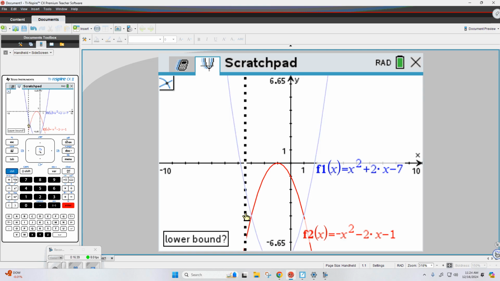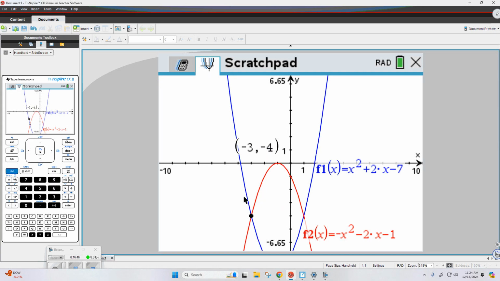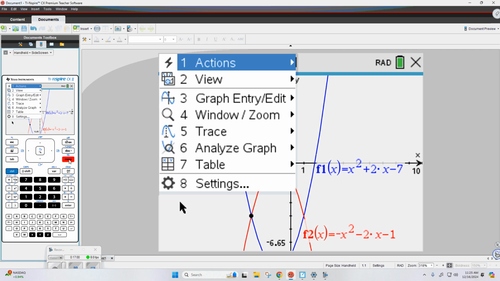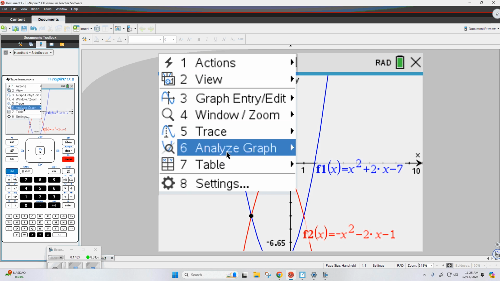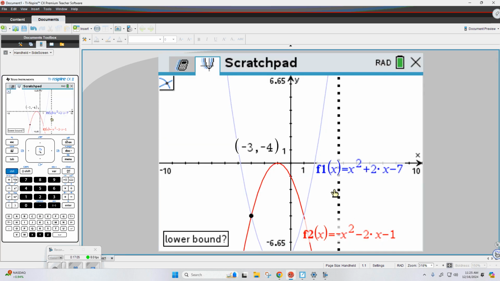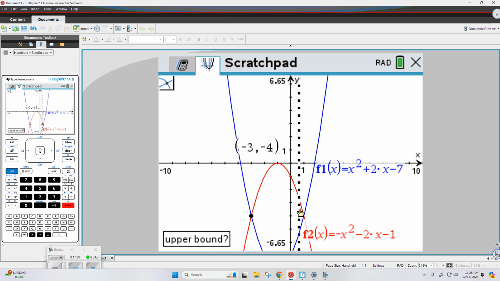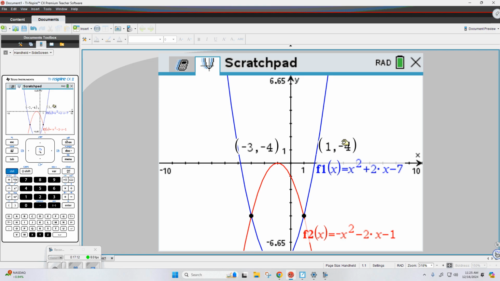I'm going to push enter. When it says upper bound, sweep it to the right. So see, there's my first solution. Okay. I'm looking for every ordered pair that makes both equations true at the same time. Okay. Now let's find this one on the right. What were the keystrokes again? Menu. Analyze graph. Intersection. Okay, so lower bound is left, upper bound is right. There you go.